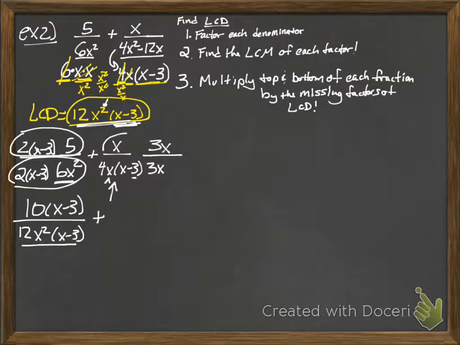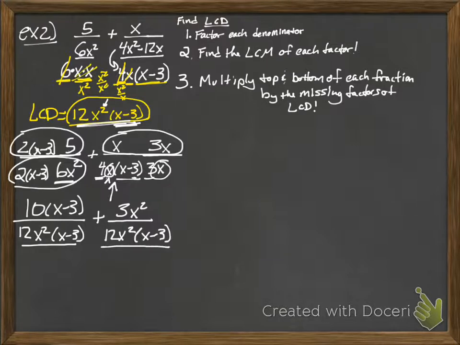Now, the second fraction, I need to multiply top to top. X times 3x is 3x squared for my numerator. And in the denominator, if I multiply the 4 times the 3, I get my 12. That x times that x gives me an x squared. And then I have an x minus 3. Okay, check it out. I have common denominators.